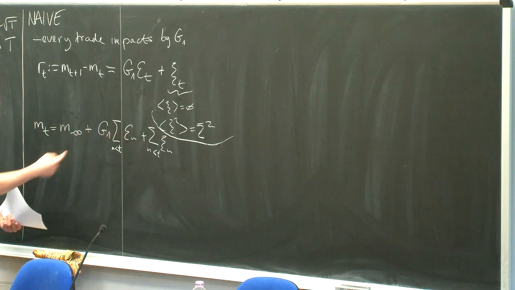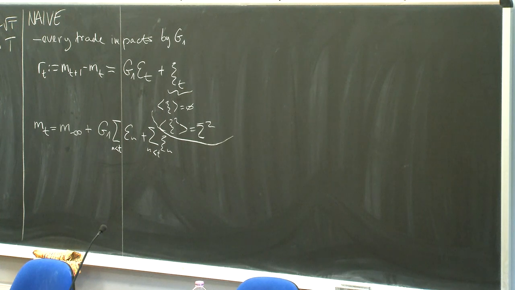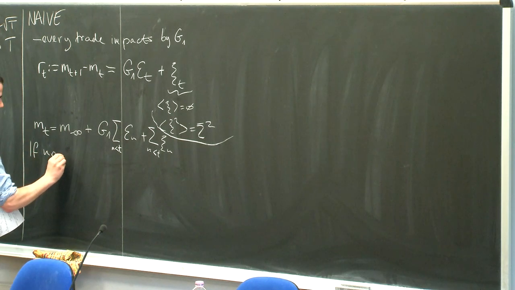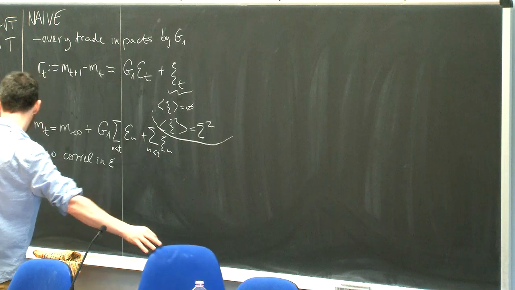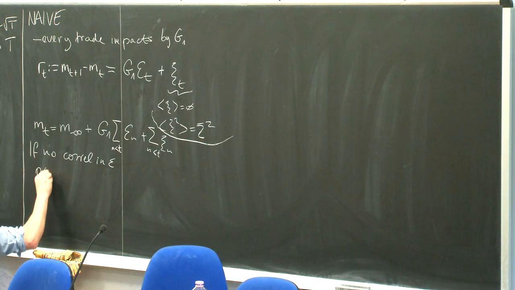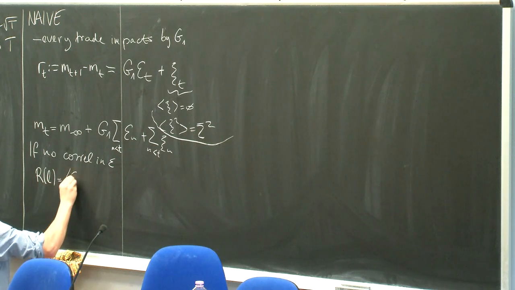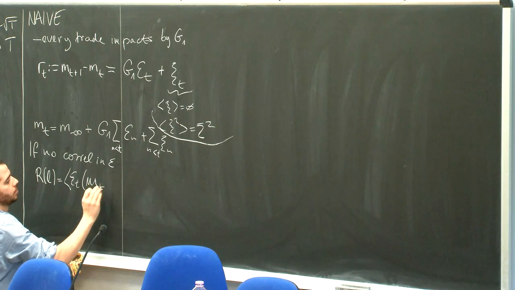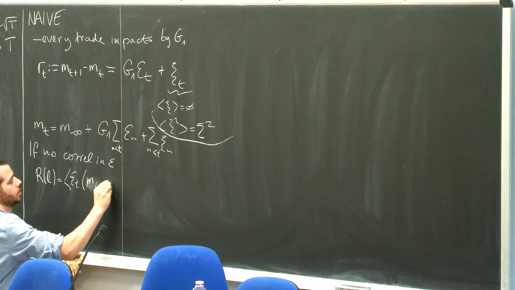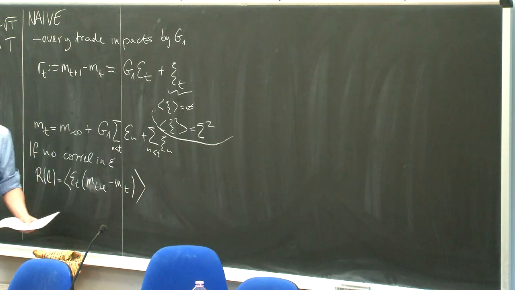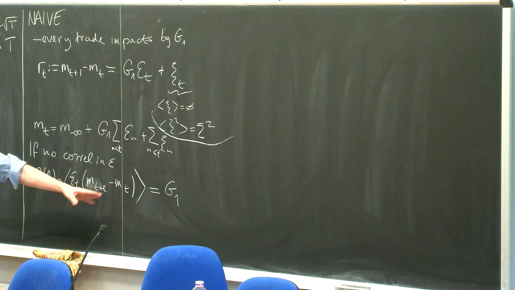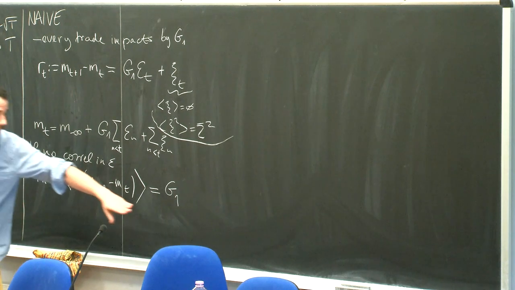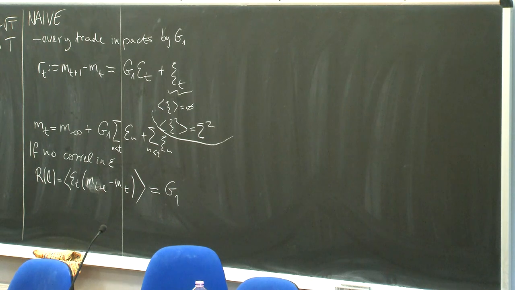G1 is constant, so if there is no correlation in epsilon, meaning it is independent in time, then things are okay. If there is no correlation in epsilon, then the price response, which we defined yesterday like this, this expectation will be equal to G1. I don't write it out, everyone can test it. What happens if you write it out? There are no correlation terms. Only G1 remains out of this.